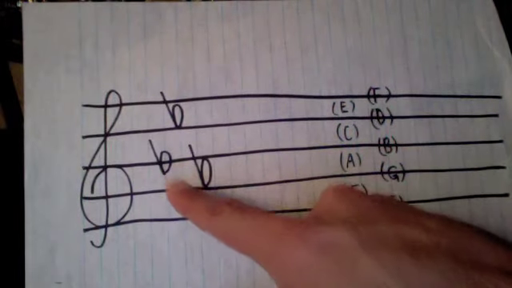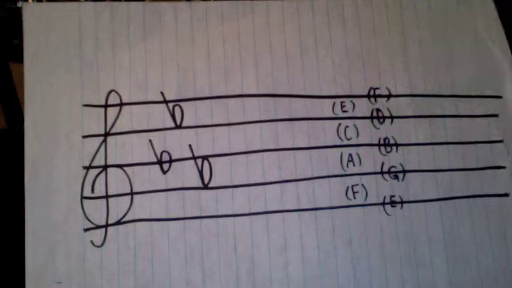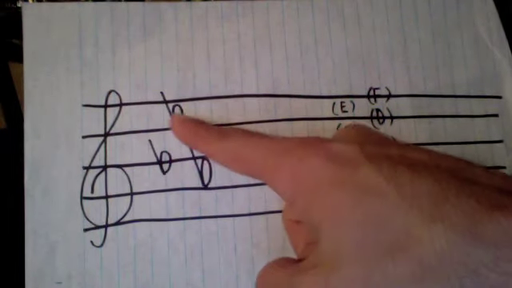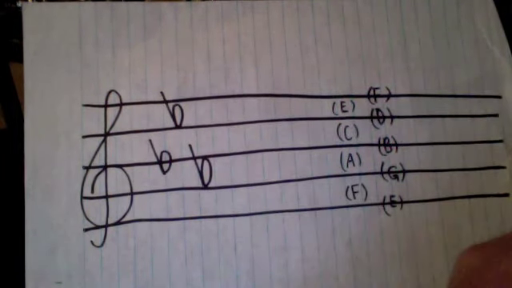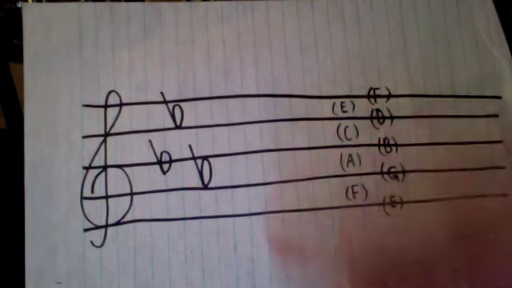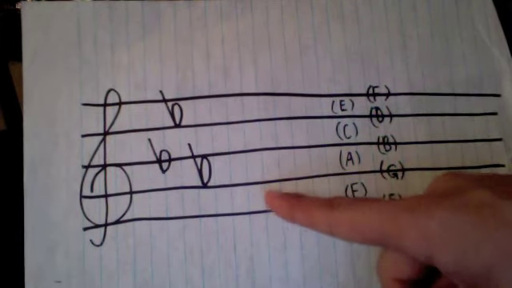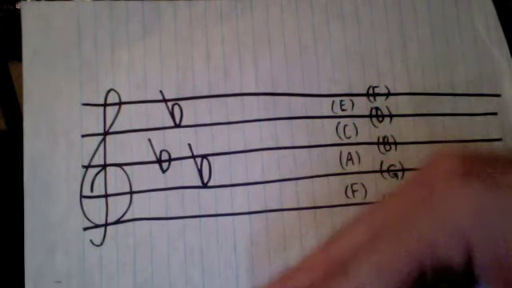This one specifically has a flat on the B, so we bring the B down a half step. This also has a flat on the E, which we bring down a half step every time we see it, and this has a flat on the A, which means we bring it down a half step every time we see it.